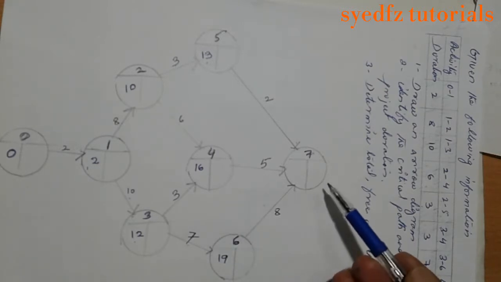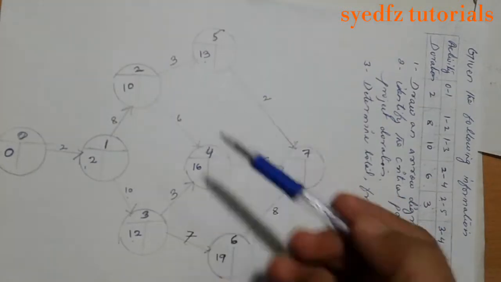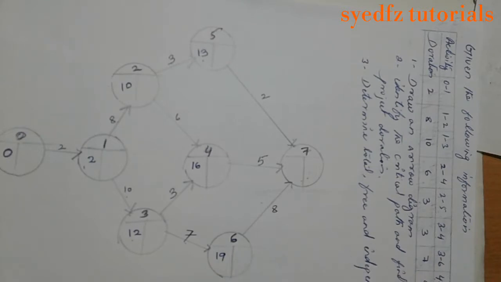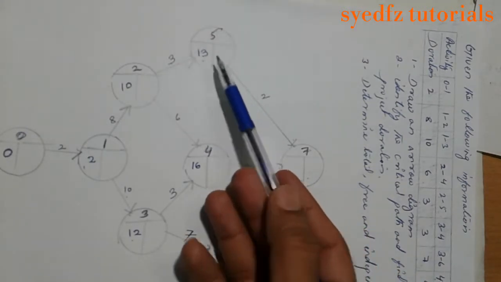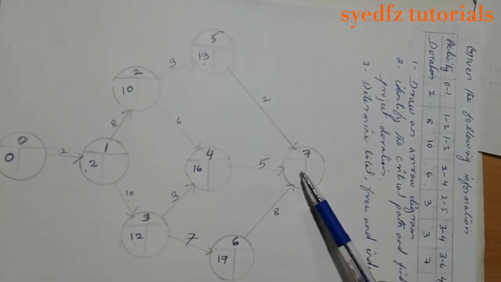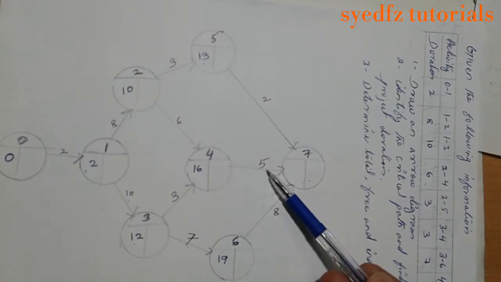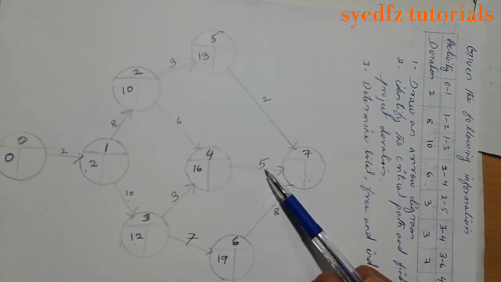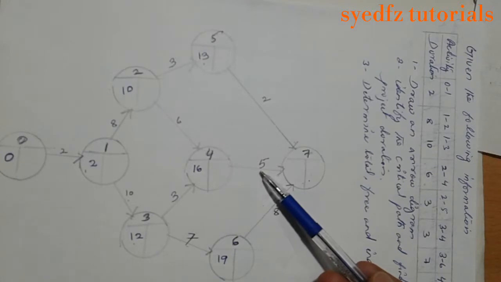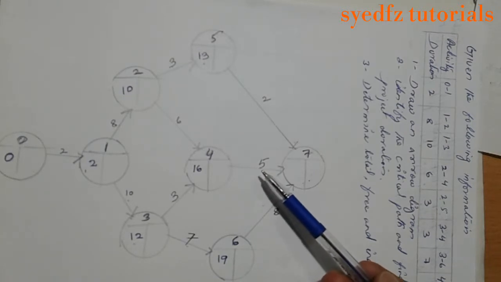Now here same as 7, we did 5th and 6th. So head 7 is receiving 3 activities. See which is the highest. 13 plus 2 is only 15. 16 plus 5 is 21. 16 plus 5 is 21. And 10 plus 6 is 16.